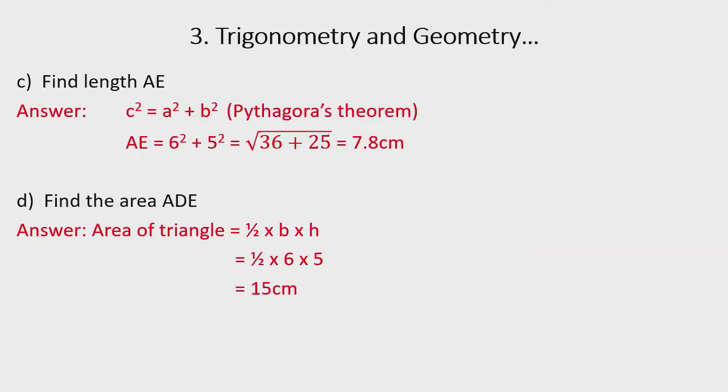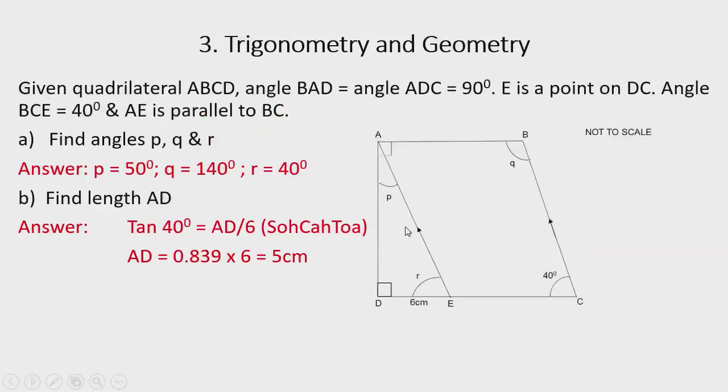The next thing is to find the length AE. Where's our AE? It is this one. This one we know is 5 centimeters. This is 6 centimeters, but we want to find this one. Remember the Pythagoras theorem?